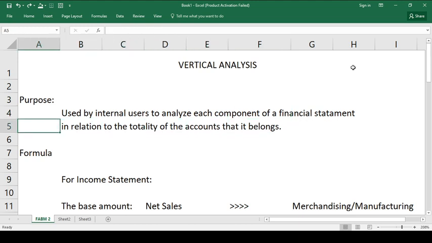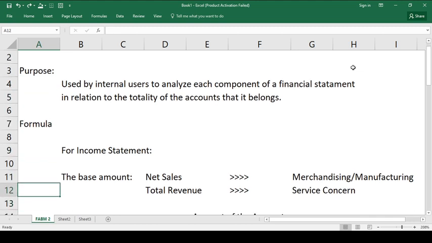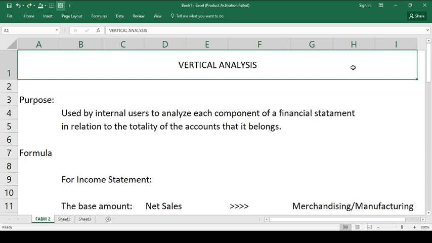Once again, the purpose only of the vertical analysis is in order to help the internal users to analyze each component of financial statement in relation to the totality of the accounts that it belongs. So hopefully you have learned something new on vertical analysis. Next time we will discuss with the last method on financial analysis and interpretation, which is the ratio analysis, at mahaba-haba po natin yung pag-uusapan.